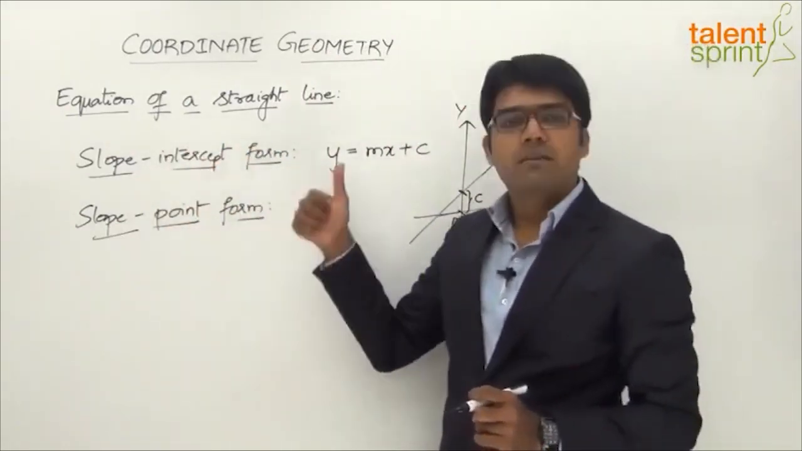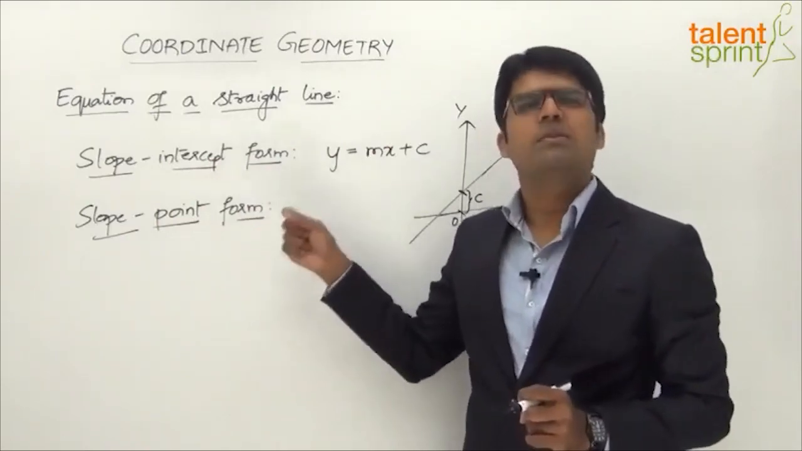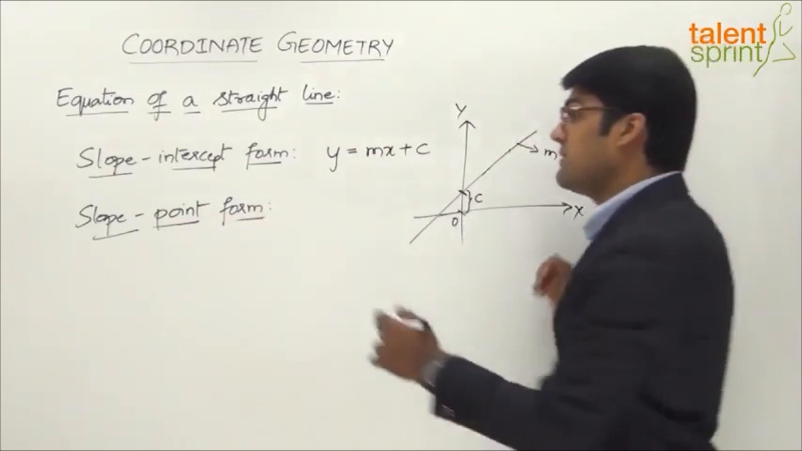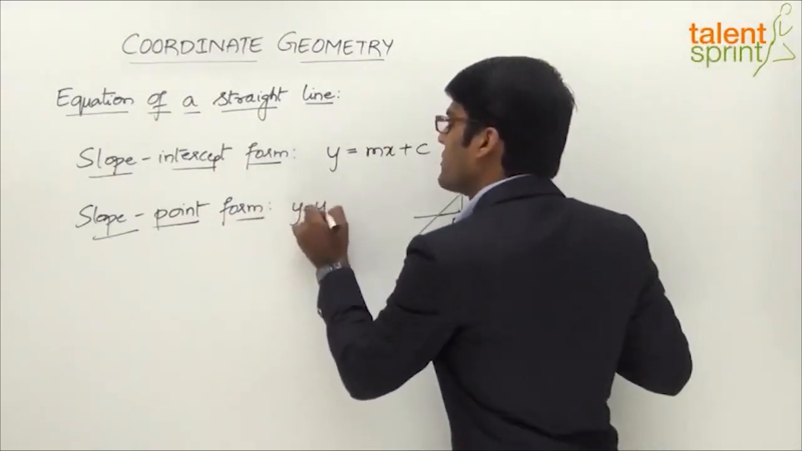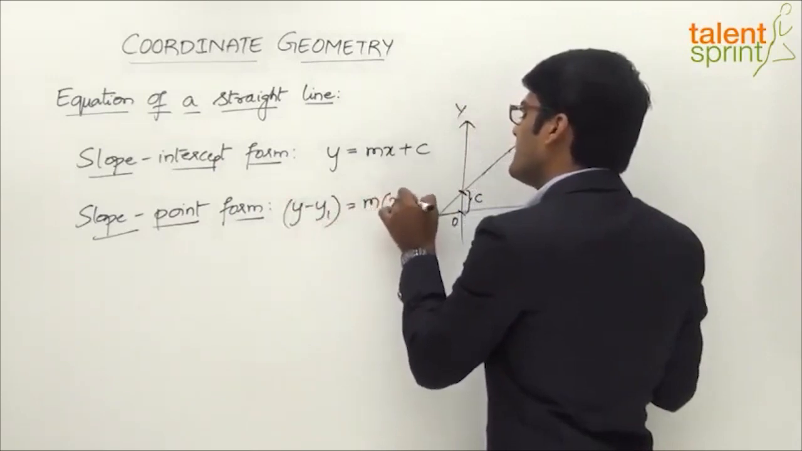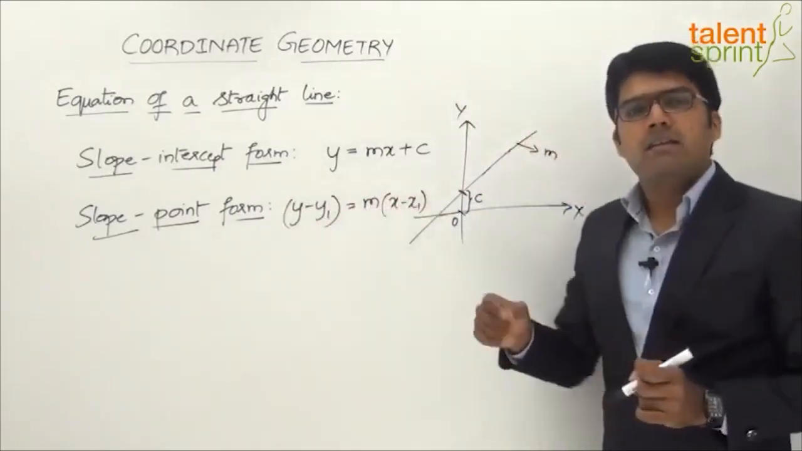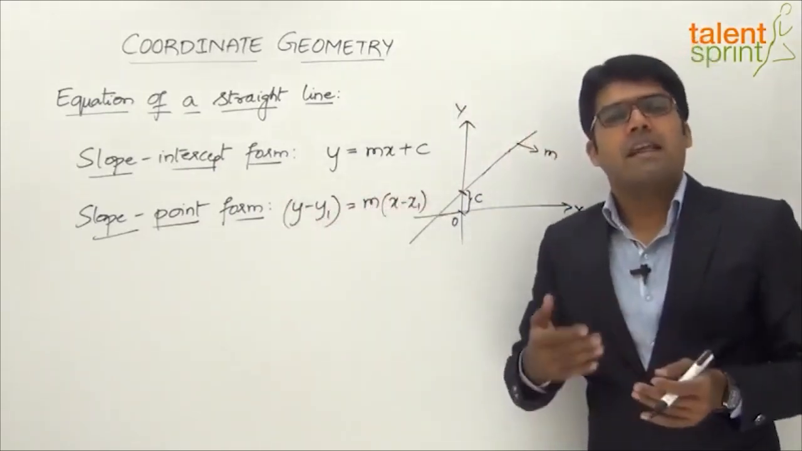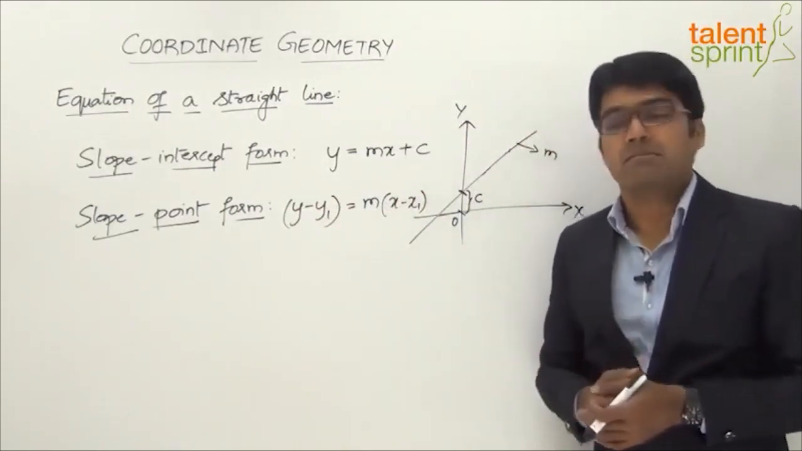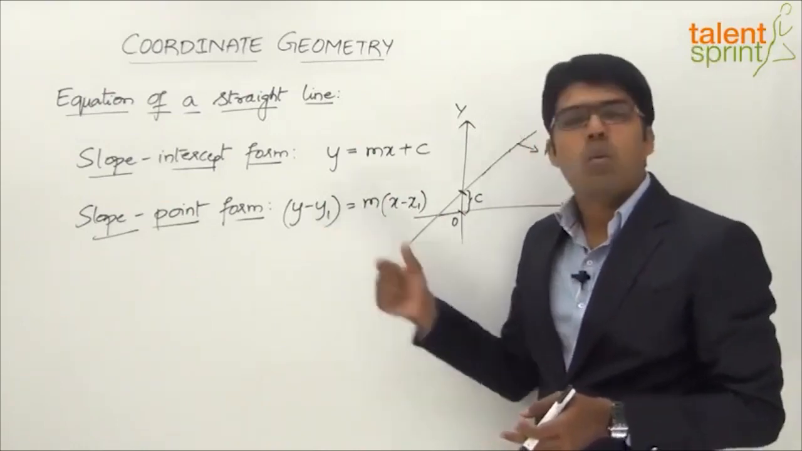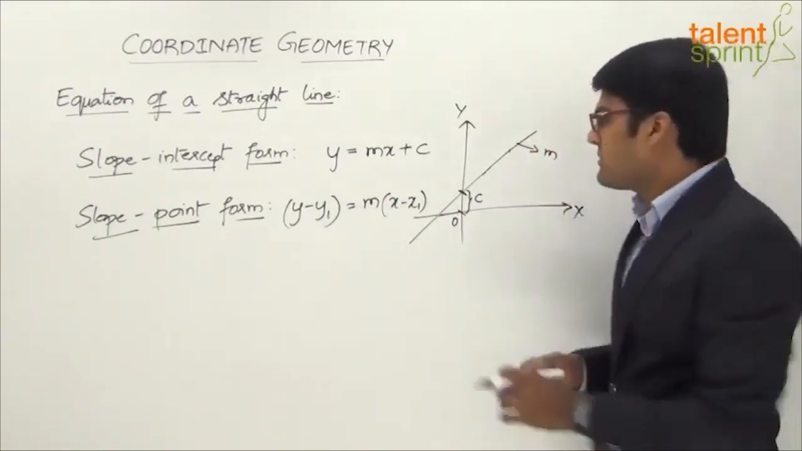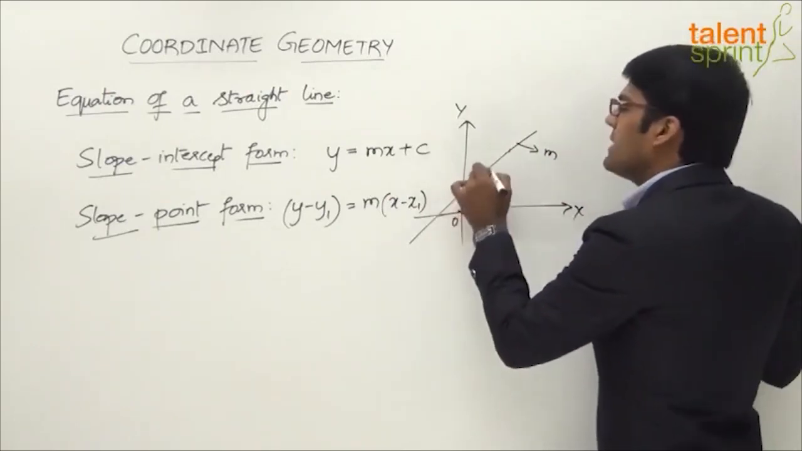And in this case, when the slope and the point through which the line passes are given, then we can take the slope-point form, which is given as y minus y1 equals m into x minus x1. Let's say the question says that a line passes through a point x1, y1 and its slope is m. Then the equation of the line can be taken as y minus y1 equals m into x minus x1. So instead of giving the y-intercept, we are given a point.